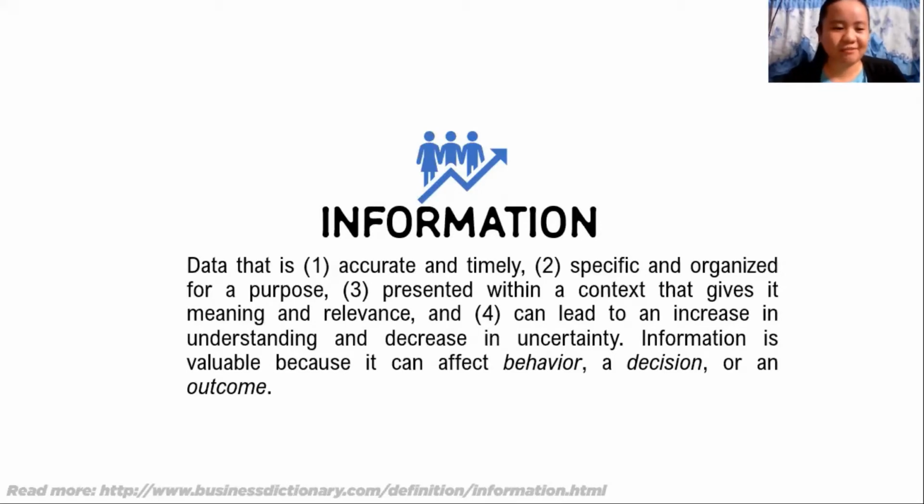Two, specific and organized for a purpose. It is specified, detailed, and it has an intention or use. Three, presented within a context that gives meaning and relevance. Information is something significant and connected to a specific subject. And four, can lead to an increase in understanding and decrease in uncertainty. So information should cause comprehension and not distraction.